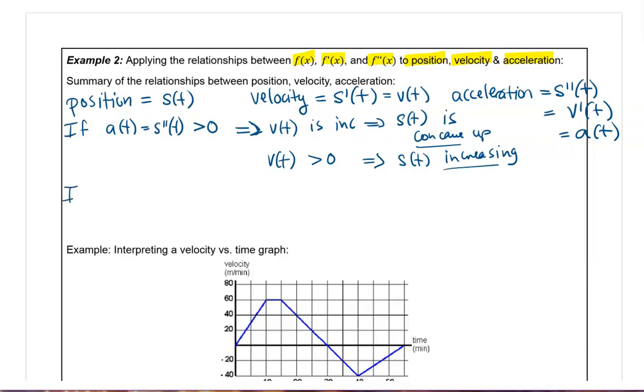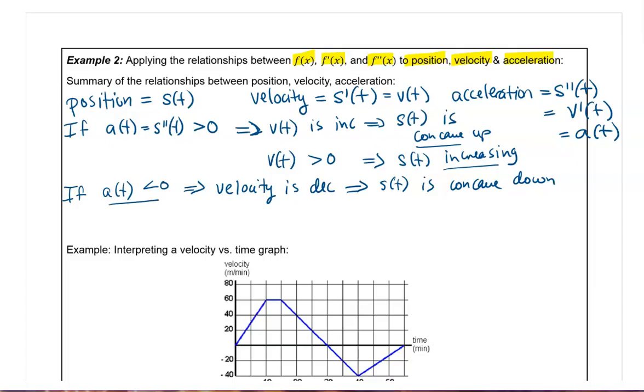And then again, if acceleration is negative, that means velocity is decreasing, and that means position is concave down. So the sign of acceleration tells me the concavity of position. The sign of velocity, so if velocity were negative, tells me the direction of position. That would mean that position is decreasing.